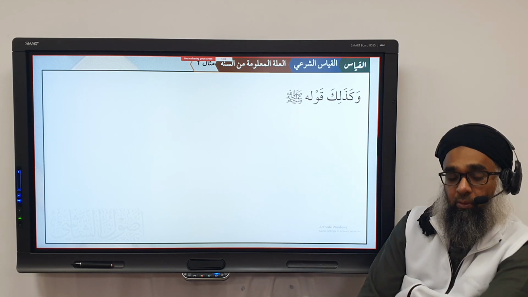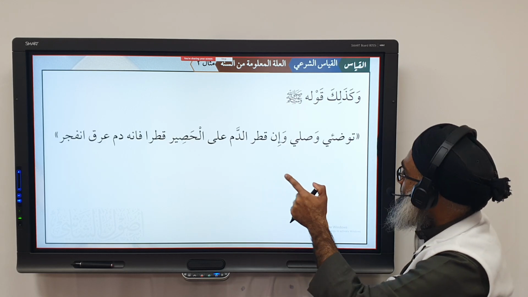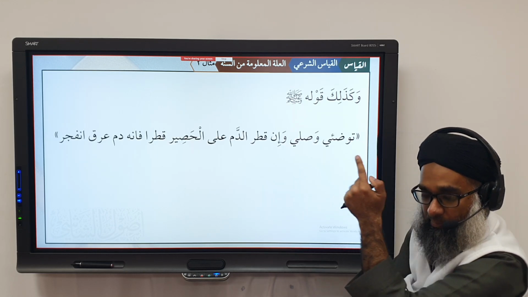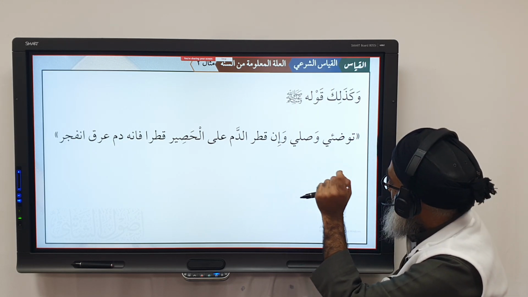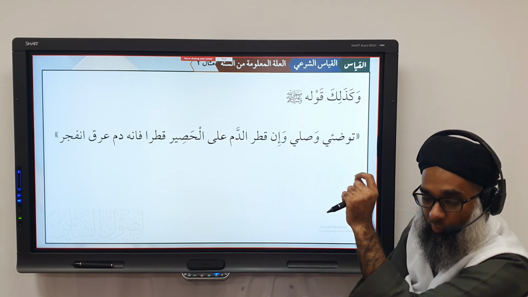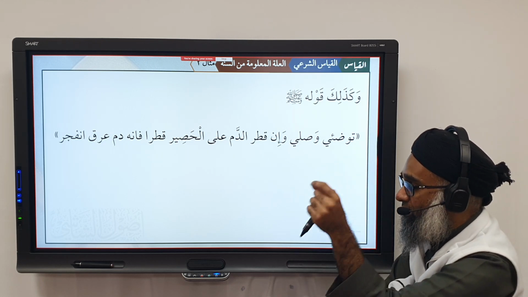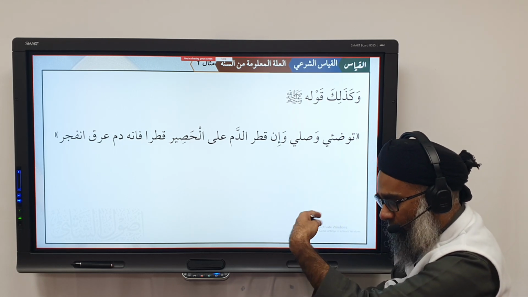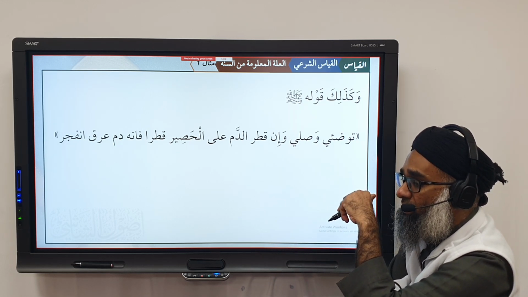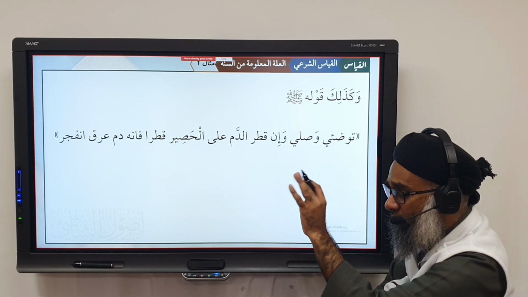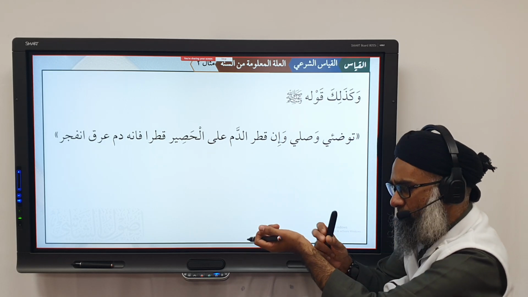Another example where the Prophet sallallahu alayhi wasallam explains the ruling and the illah is this. Tawadda'i wa salli. The Prophet sallallahu alayhi wasallam said to one of the Sahabiyat who was having irregular bleeding: perform wudu and perform your salah, wa in qatara al-damu ala al-hasir, even if the blood drips from your body onto the mat that you're praying salah upon. فَإِنَّهُ دَمُ عِرْقٍ انْفَجَرَ. It's not the dam of hayd, it's not the menstrual bleeding. What is it? It's blood from a vein that has burst open.